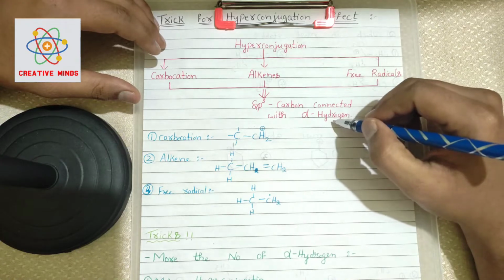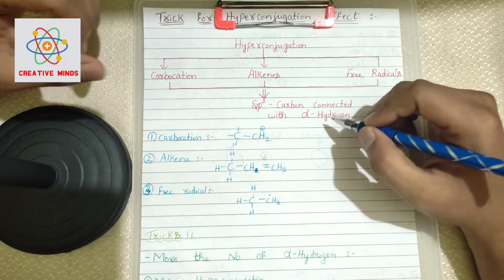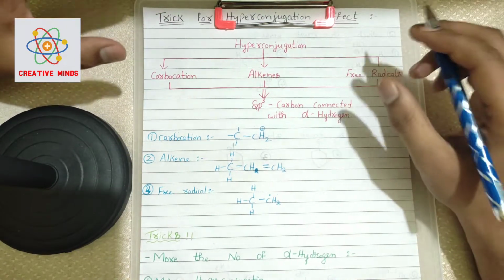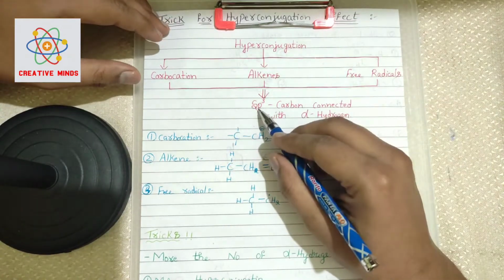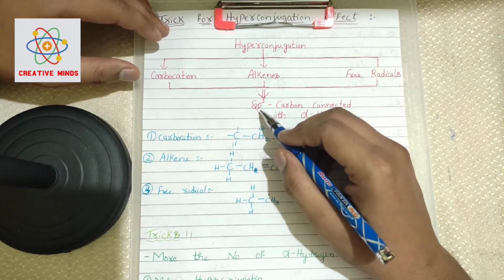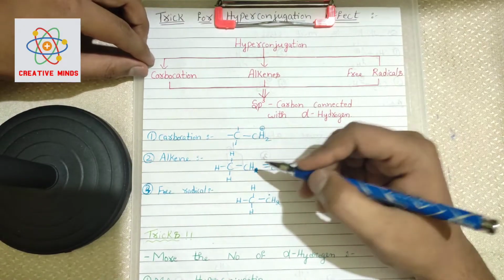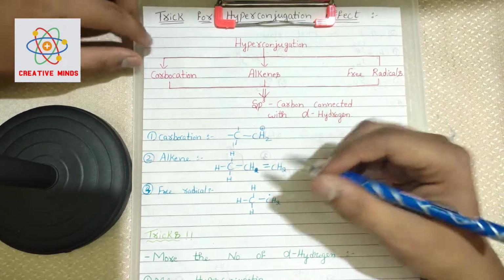What are alpha hydrogens? Alpha hydrogens are those hydrogens which are connected to a carbon that is itself connected to another carbon which must be sp3 hybridized. If you are not understanding, I'll explain while solving, so you can understand better.